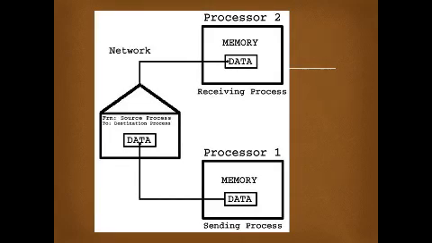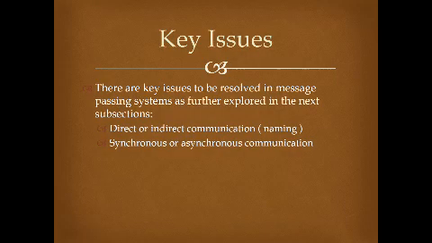For example, here is the process involved in the message passing method. First, the processor sends the data stored in its memory to the common space. From that common storage space, it is moved to the second processor. That is like producer to consumer, moving through the buffer. Next, key issues involved. There are many issues in a message passing system that can be explored in the next subsections, like direct or indirect communication, synchronous or asynchronous communication.